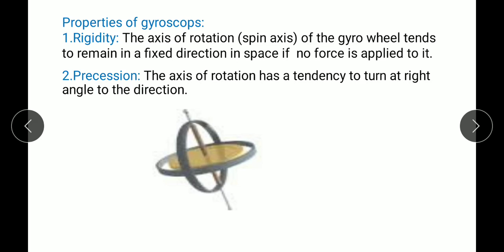Next one, precession. The axis of rotation has the tendency to turn at an angle to the direction. Generally, for example, we take one body and apply some force at the top of it. Here we have the axis of spin, and the rotor is rotating. When we apply some force at the top of the gyroscope, it would fall down because of gravity.